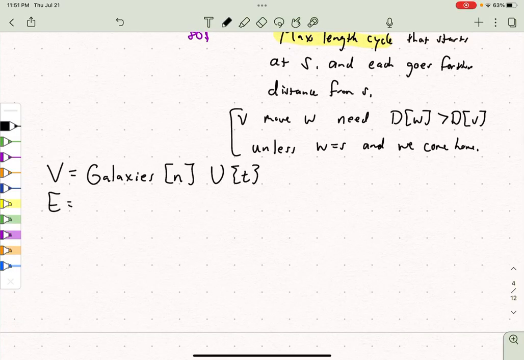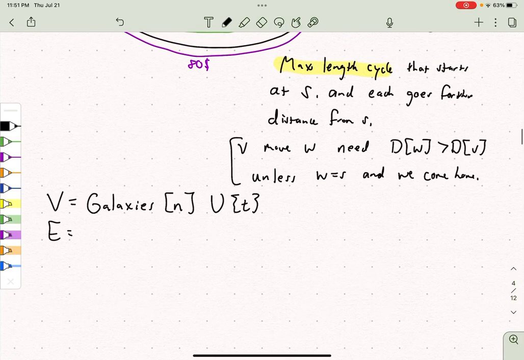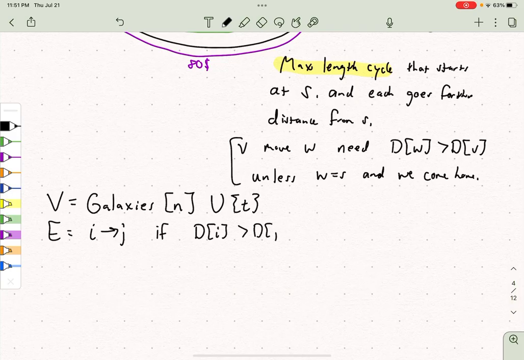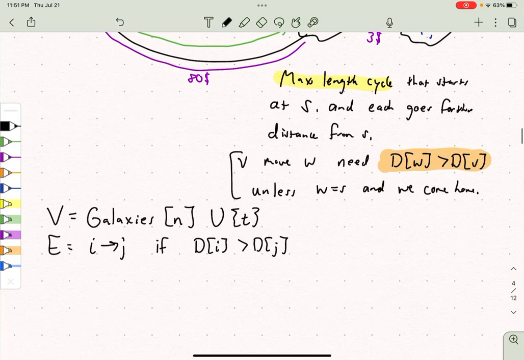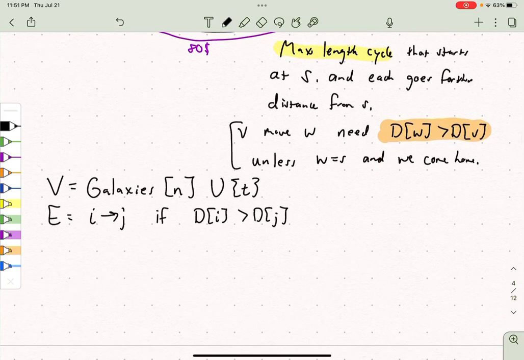So what are the edges? Well, we'll have an edge i to j if the distance of i is greater than the distance of j. So we're just going to take this condition on the very strange kind of movements we're allowed and just build that into the graph.